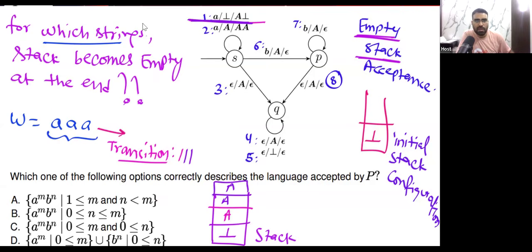Now what I can do, can I empty my stack? Let me call it pocket. Can I empty my pocket at the end of the string? Because remember, the string has already ended. Please understand, the string has already ended. Now can I empty my pocket?